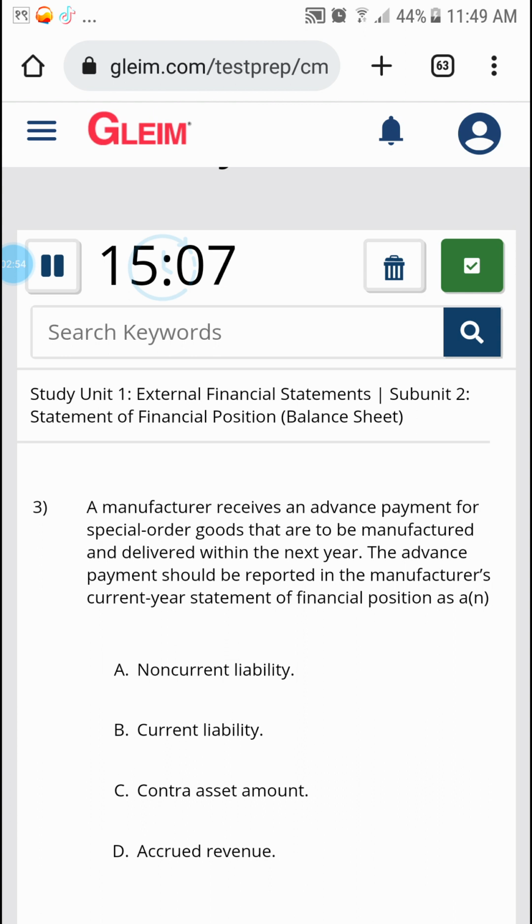So the advance payment should be reported in the manufacturer's current year statement of financial position. So in the financial statements, we are preparing them, right? According to this question, when we are preparing the financial statements, we have received the payment but have not yet delivered. It is prepaid expenses for them, but for us it becomes a little bit like a liability.